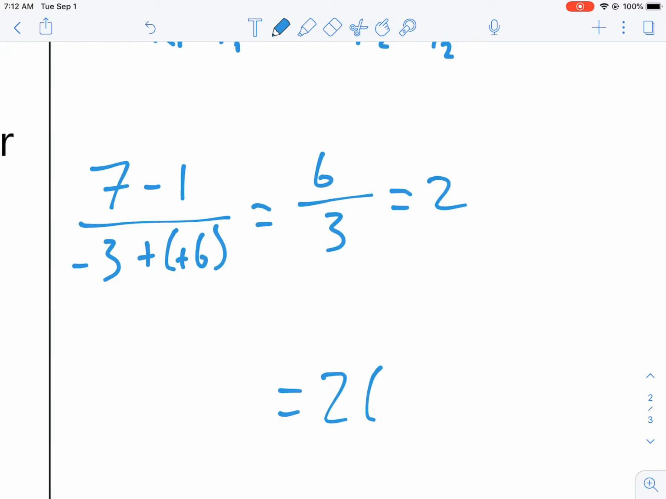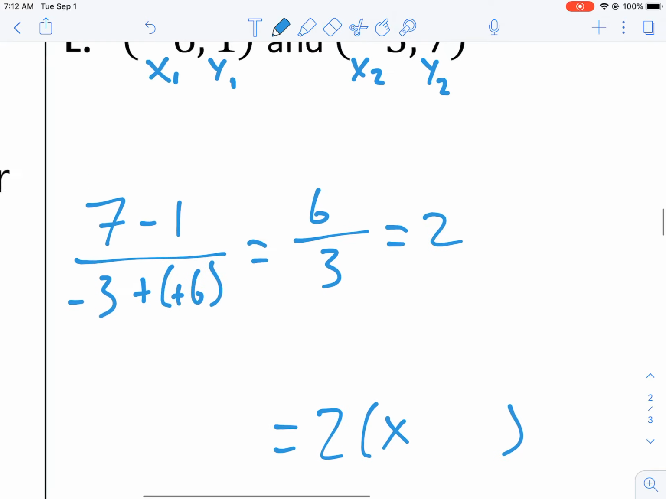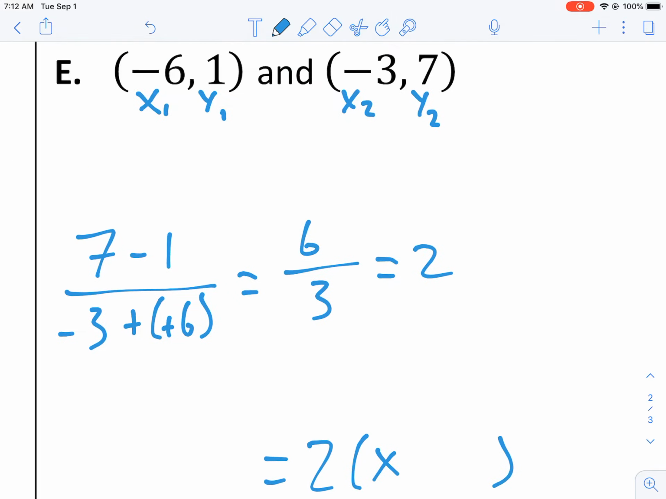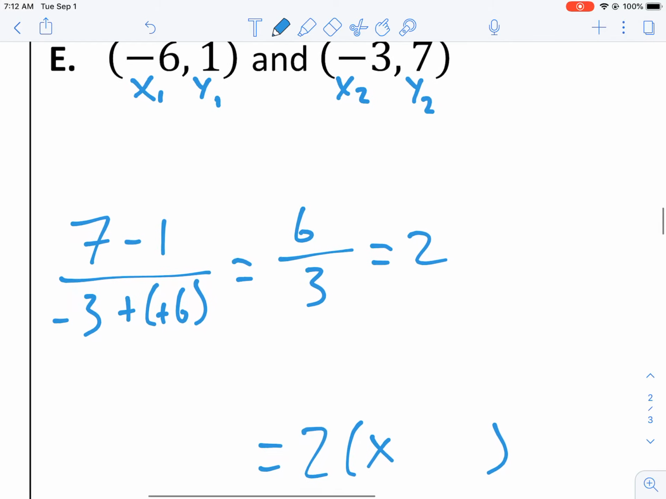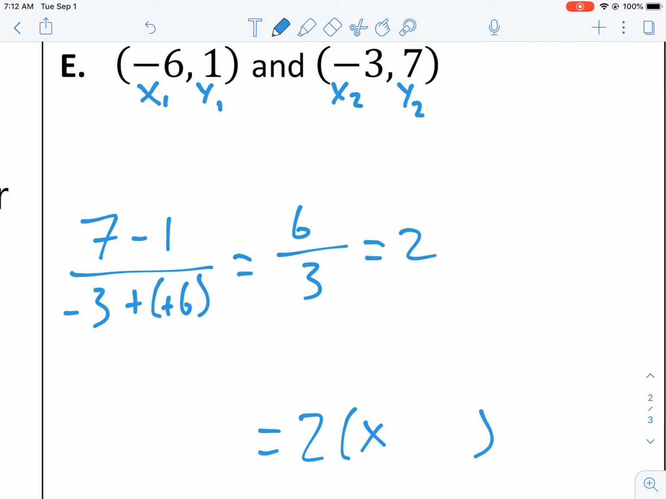So we know our slope is 2. Now all we have to do is, again, pick one of your points. It can be either one, and plug them in. So I'm going to plug in the first one. Since this is negative, we don't need to write it out every time. We can just change it to plus once we've done it a couple times. And then we are going to plug in 1 for y. And there we go. All right, we're done.